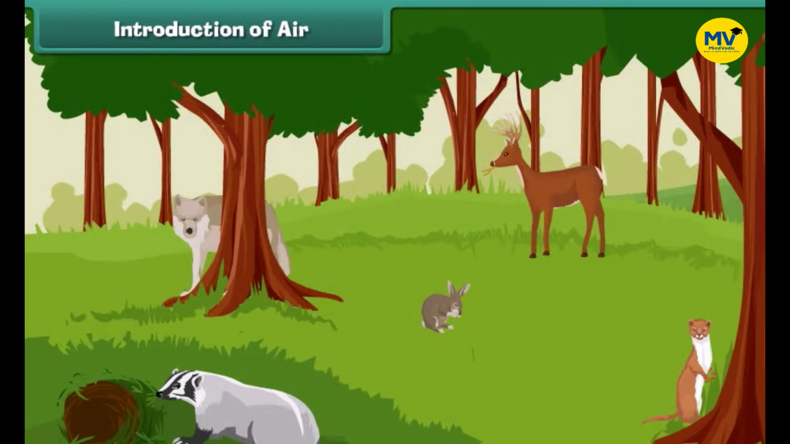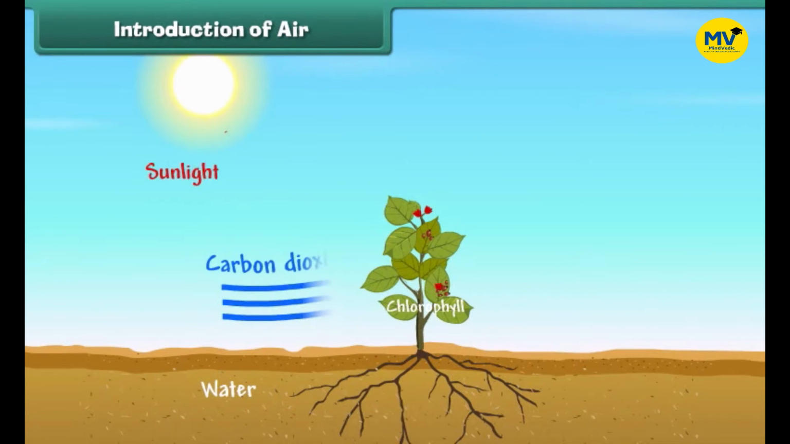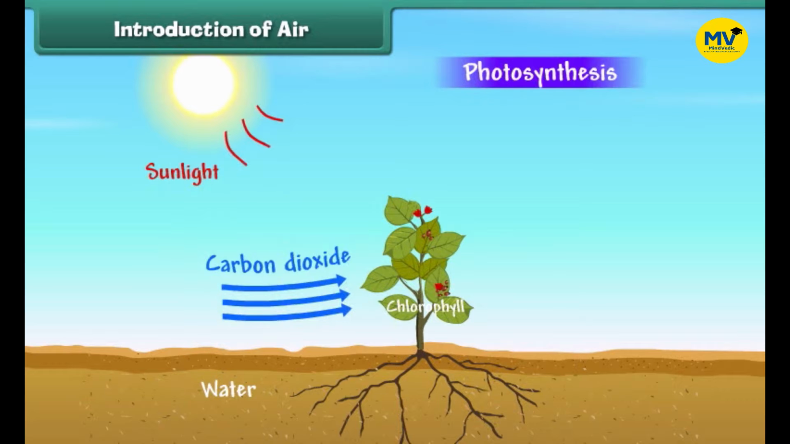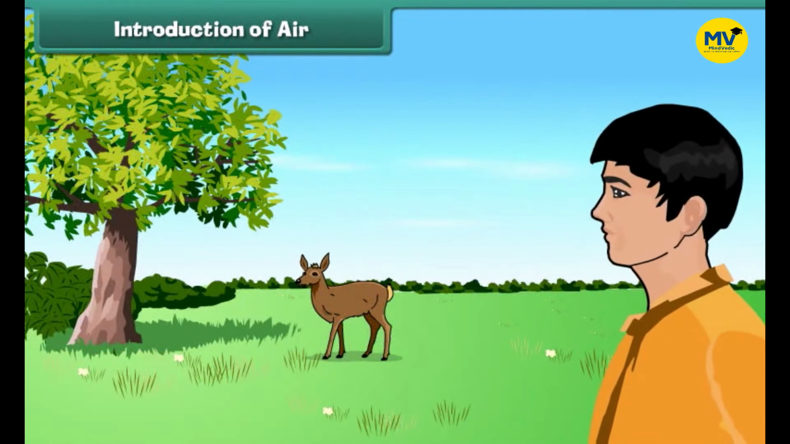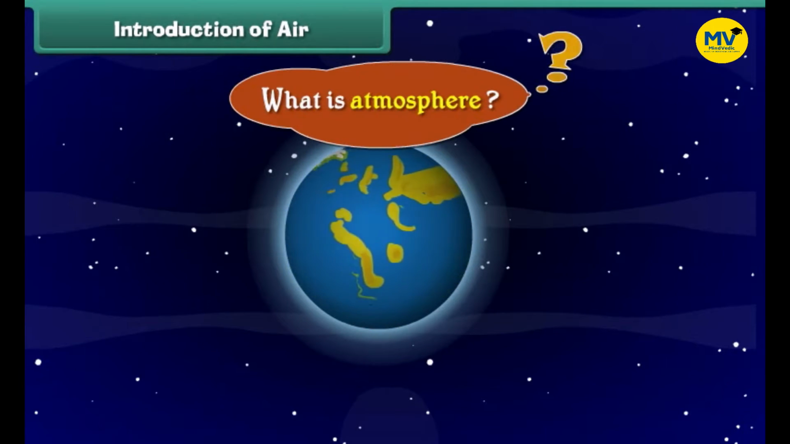Air is very important for almost all life on earth, including plants and animals. Plants need carbon dioxide from air to do photosynthesis and releases oxygen into the air. Human beings and animals need to breathe air to get the oxygen they need to survive. Do you know the atmosphere surrounding Earth is full of air? But what is this atmosphere? Come along to know.